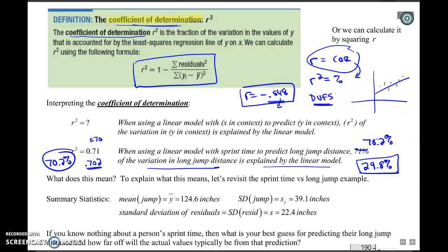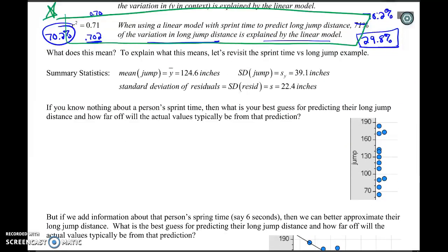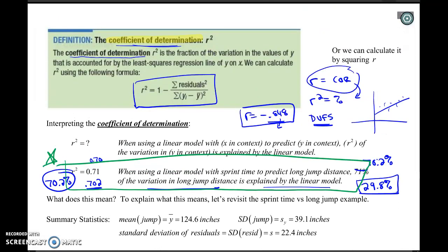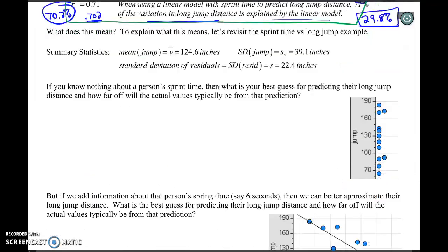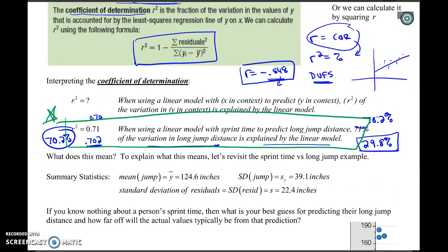Okay, does that make any sense? Well, if it doesn't make any sense, that's kind of okay. This is how we interpret R squared. That's the most important thing in AP Stats. However, in the next video I make, I am going to try to explain why this interpretation makes sense and why the formula is the way it is. So I would encourage you, optionally, to watch the next video.